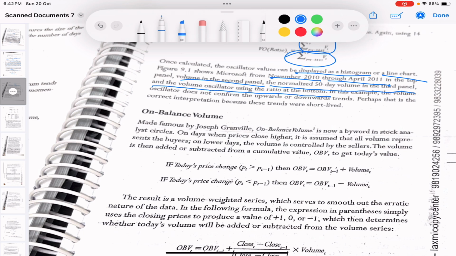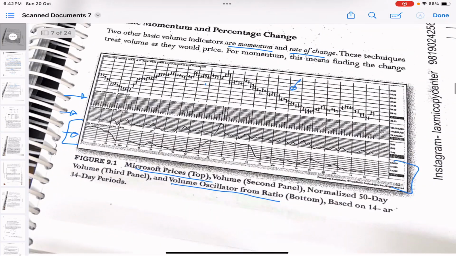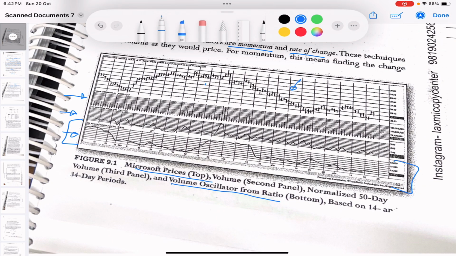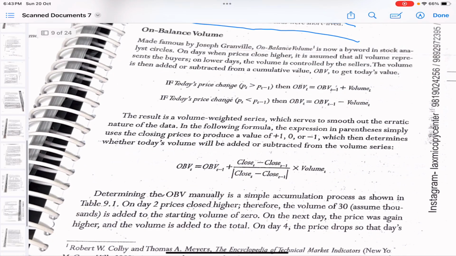In this example, the volume oscillator does not confirm the upwards or downward trends. Perhaps that is the correct interpretation because the trends were short-lived. Now let's see what they're saying. If you look at this, there was no volume spike anywhere, right? There was nowhere which said that you need to buy, and you can see that all the trends were short-lived, so the volume gives a good sign of not entering into the market itself. So that is volume oscillator.